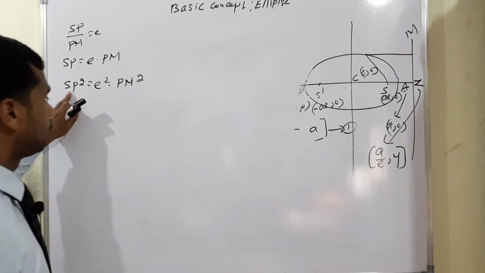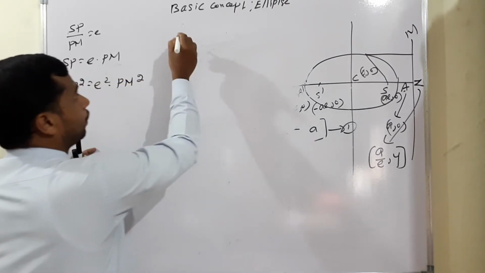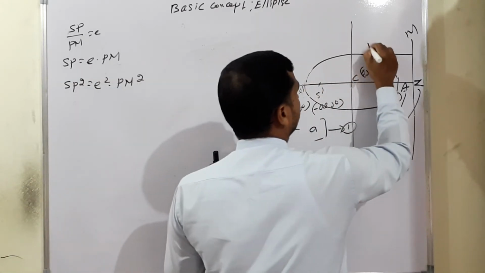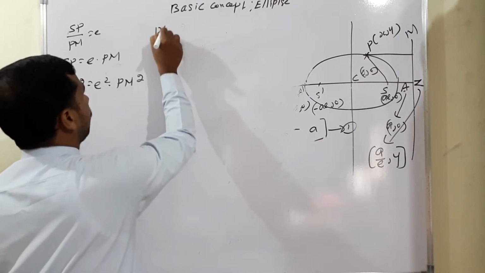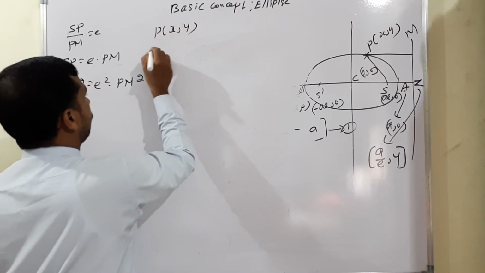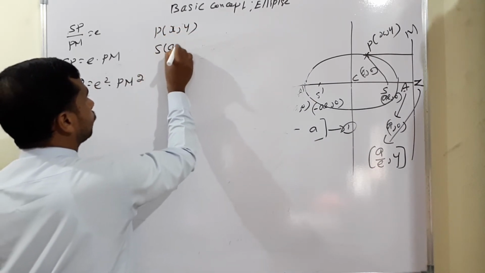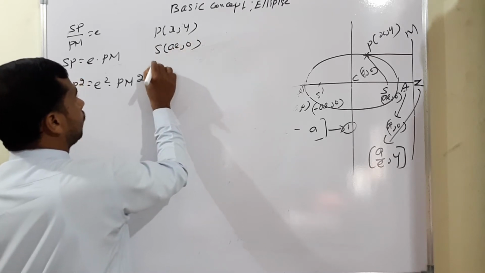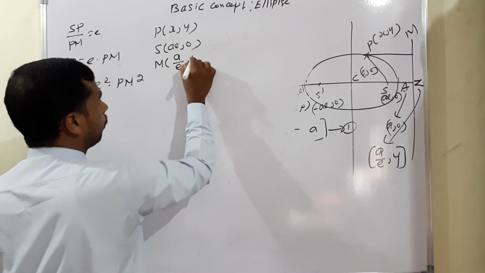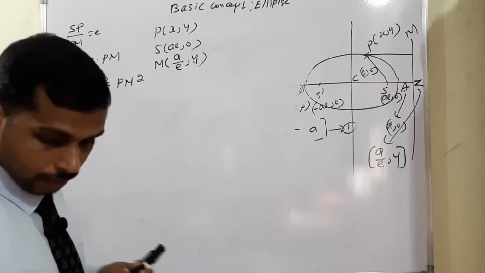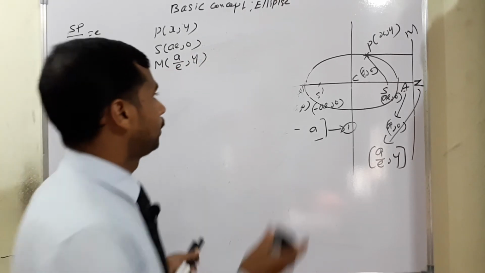First we have to find the distance between the points. Already we know P is actually the moving point. Consider P of x comma y. Therefore the point P is x comma y. Then S means focus. Focus means AE comma 0. Then M, what is the meaning? Just now we found A by E comma Y. So now, no need for the diagram.